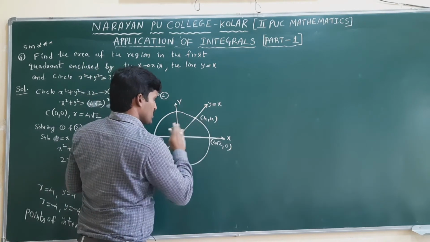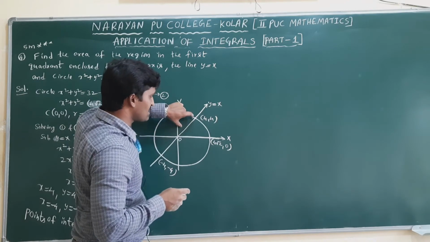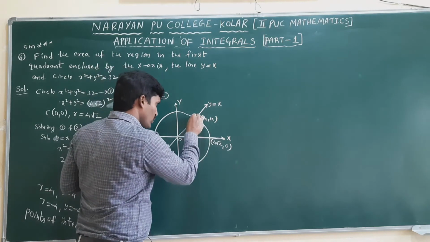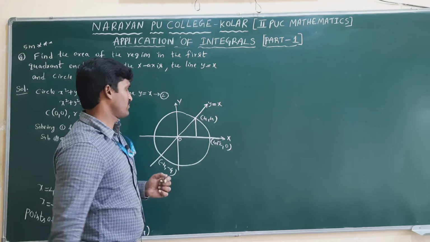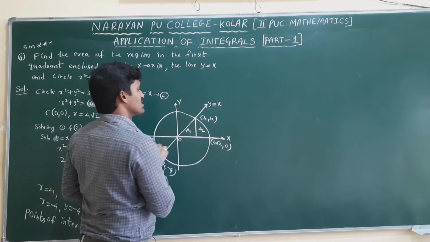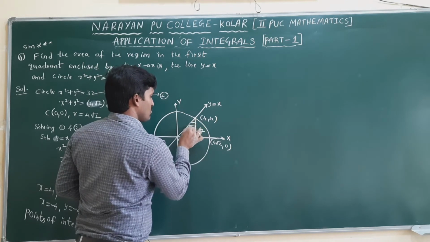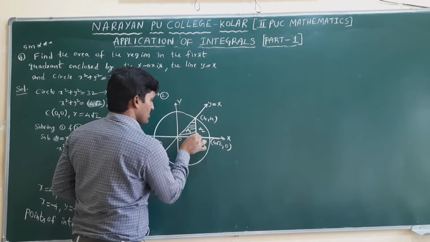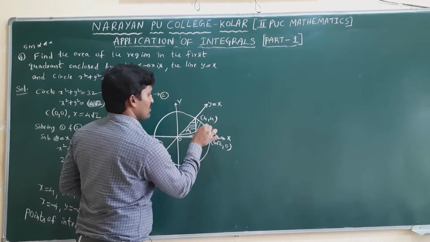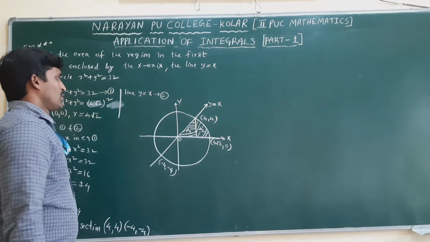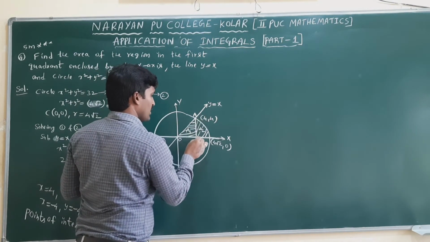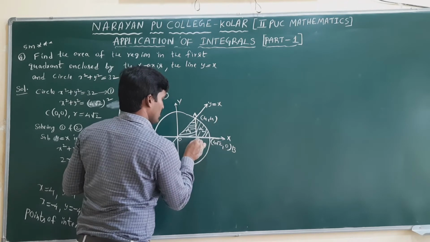Here, two regions are there. From 0 to 4 only the line exists. From 4 to 4 root 2 only the curve, the circle, exists. So here two regions are there. Splitting the regions, this is one region, I will take A1, this is A2. We need to shade this region compulsorily. This is O, A, B, this is C.